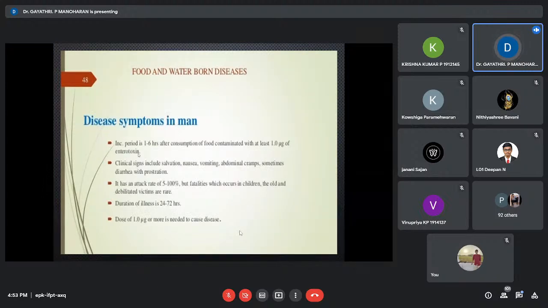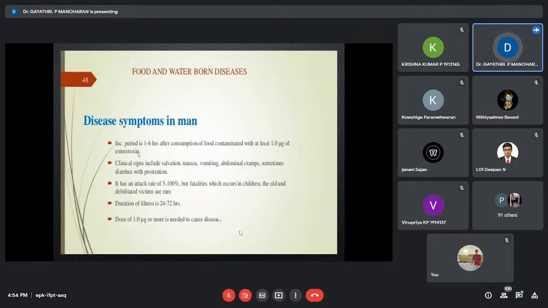Okay, and then these are the symptoms in man. Symptoms include onset 1 to 6 hours after consumption of food contaminated with at least 1 microgram of enterotoxin. That is, 1 microgram of toxin is enough to get this type of infection. Clinical signs include salivation, nausea, vomiting, abdominal cramps, sometimes diarrhea with prostration. It has an attack rate of 5 to 100%, but fatalities, which occur in children, the old and debilitated victims, are rare.